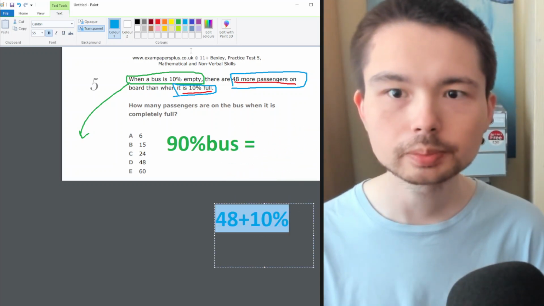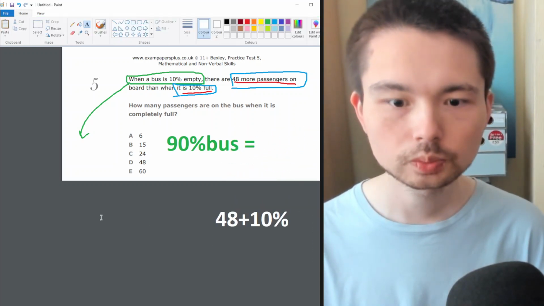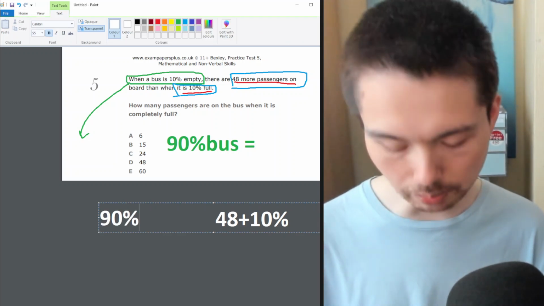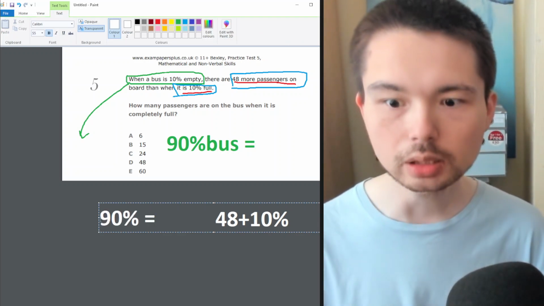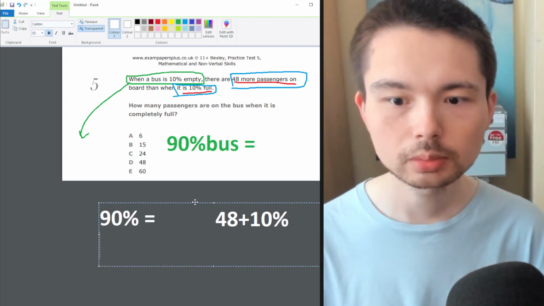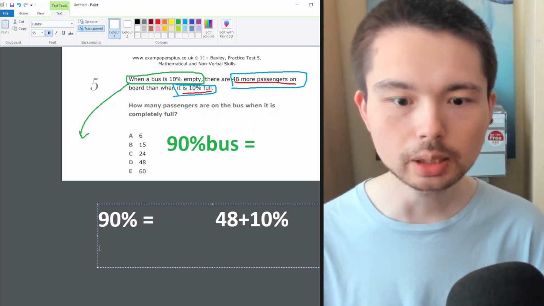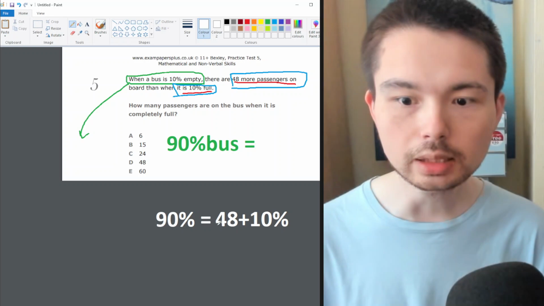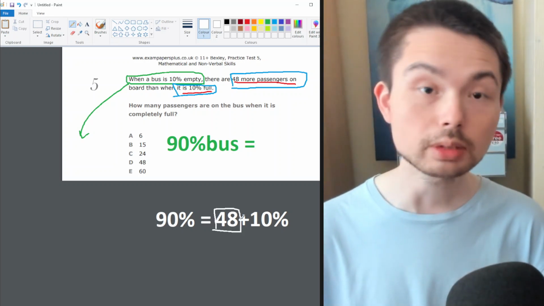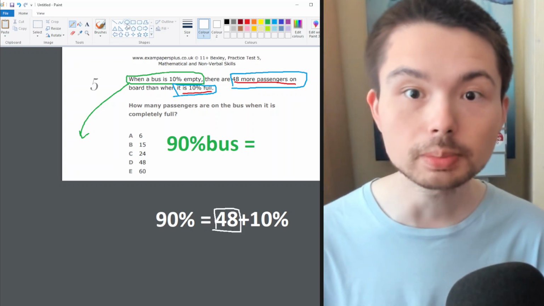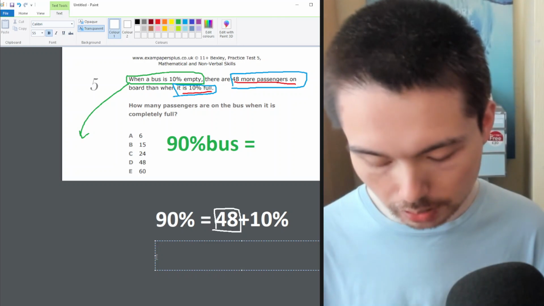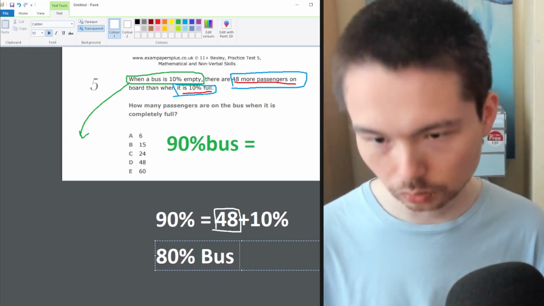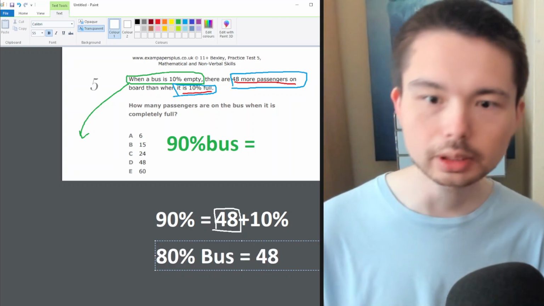Let me put it here. Put it in white. 90% of your bus is like 48. It's 48 plus 10%. Okay, so really, we can treat it like 90% is something plus 10%. So that bit, well, will be 80%. Let's put that: 80% of the bus is 48. Okay, now we can work it out.